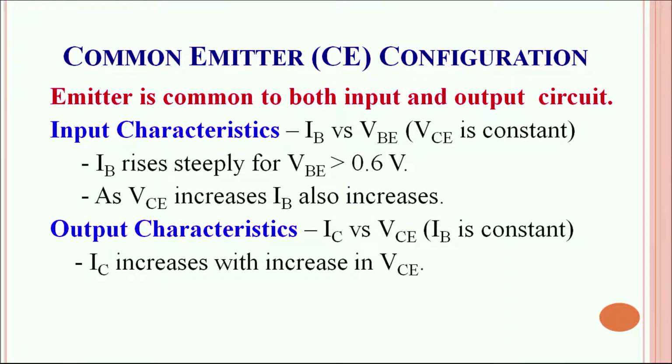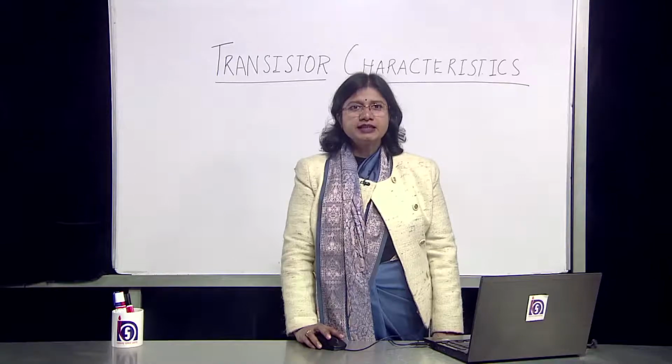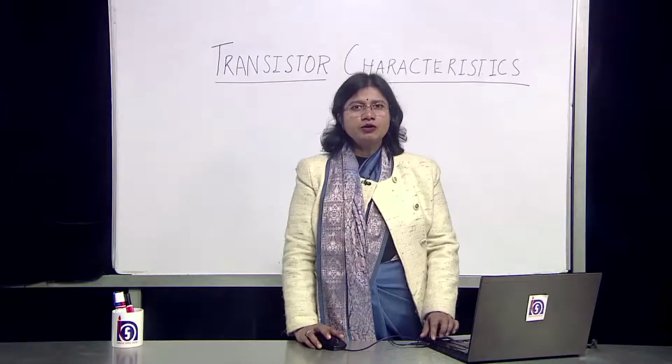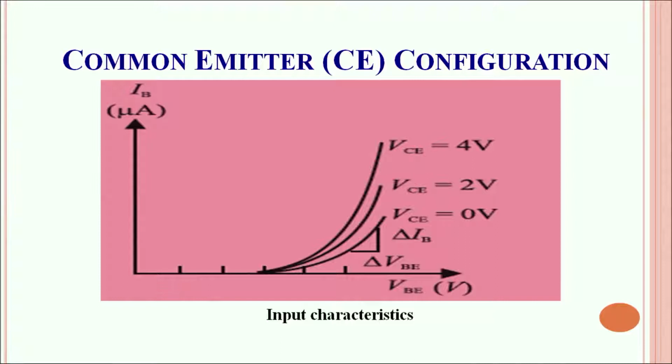Similarly, we understand the output characteristics also, which is plotted as a function of the collector current with respect to the collector emitter voltage, keeping base current as a constant. The collector current increases with the increase in the collector emitter voltage. Let's have a look at the graph.